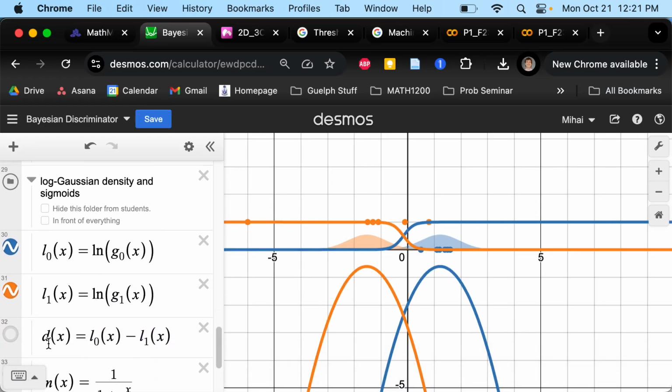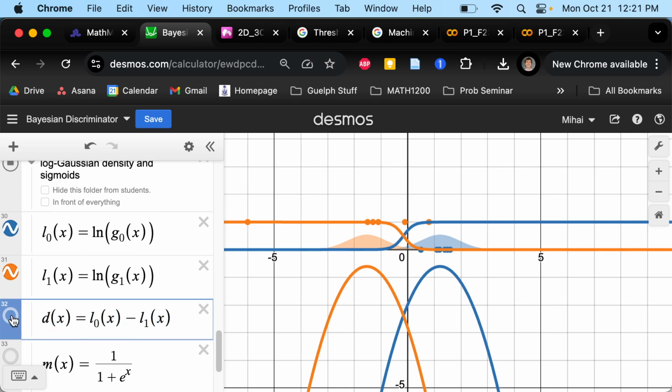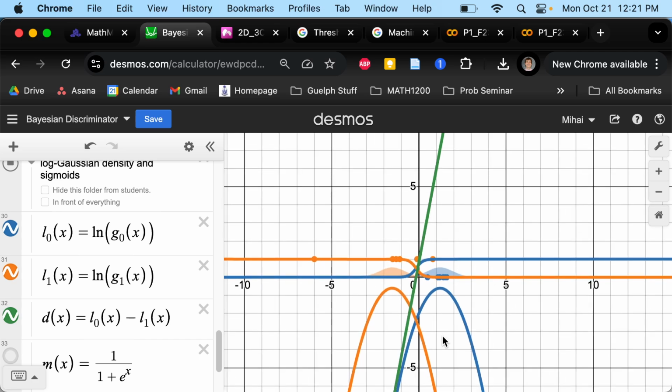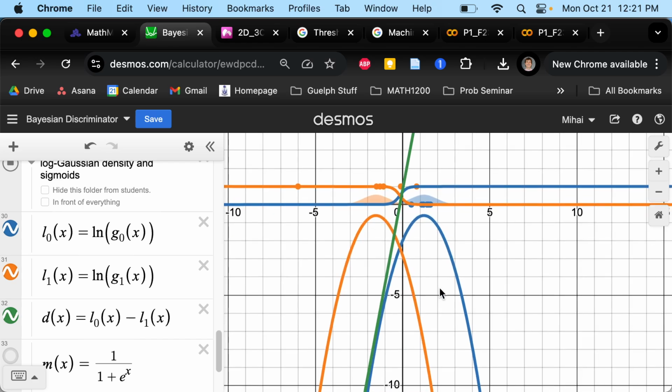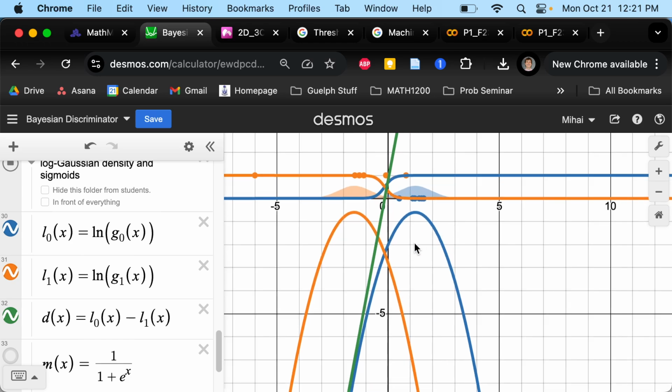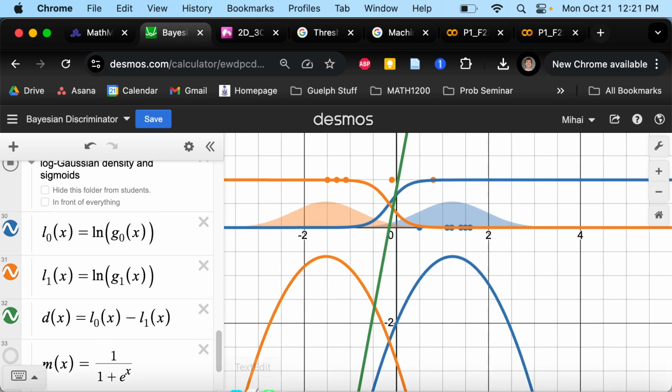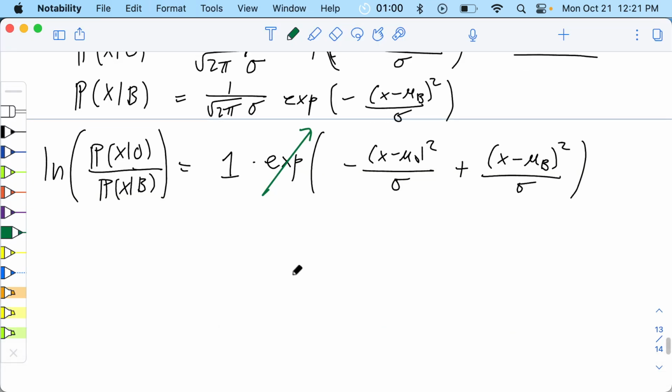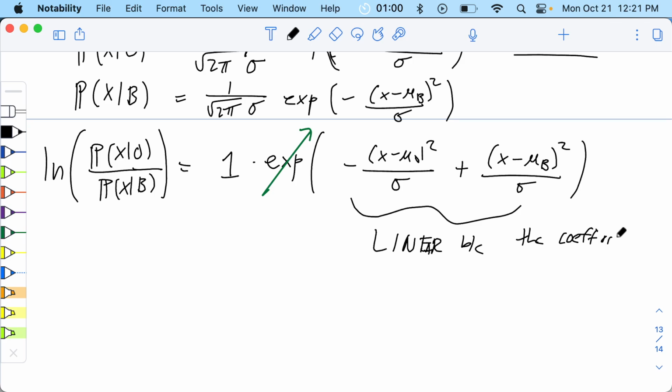Let's take their difference. So d of x is the difference between these two things. Bam! d of x is a straight line. So these two things are both quadratic equations with the same x squared term. When you take the difference of two quadratic equations with the same x squared term, you get a line. So this thing is linear. This is the big observation. This is linear because the coefficient of x squared is the same.